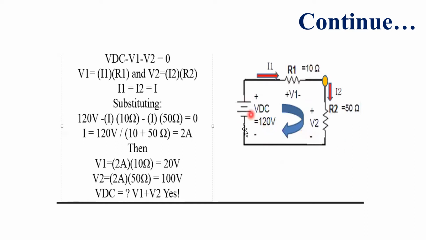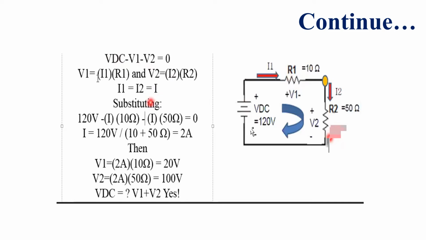Across the battery, negative to positive, so positive VDC. Across the resistor, we have a voltage drop, so negative V1. Across the R2 resistor, we have negative V2. And this equation equals 0. If we talk about the specific voltage across R1 and R2, then for the analysis of V1 and V2, we will apply Ohm's law across these resistances.